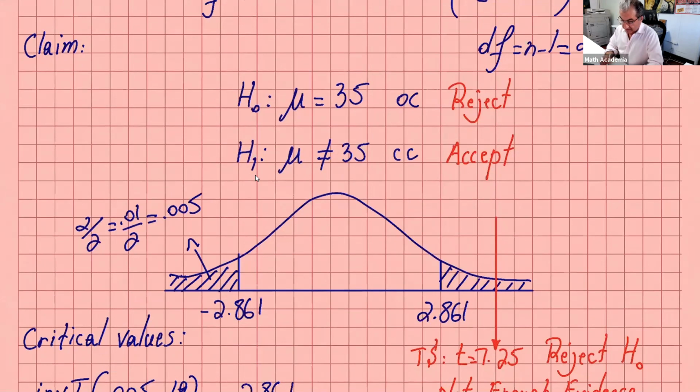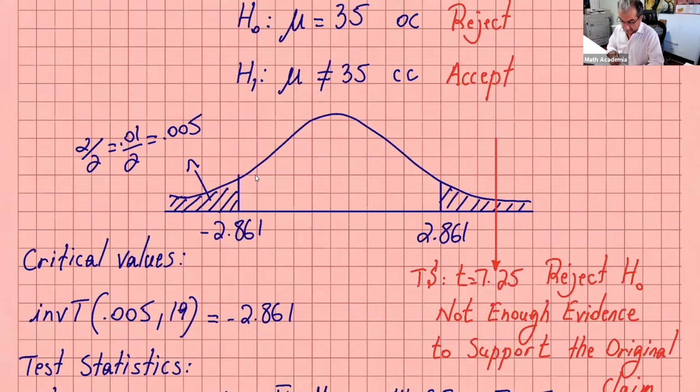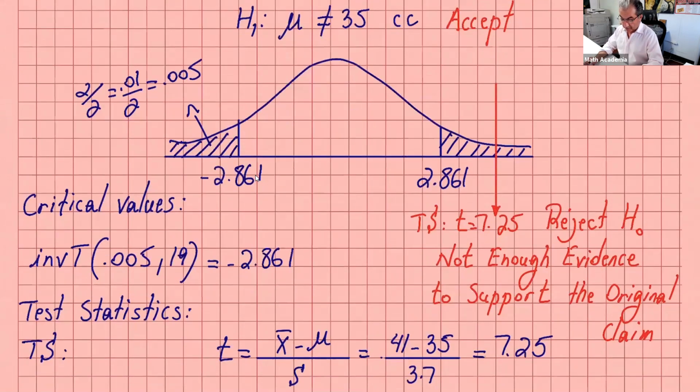Now the critical value: this is a two-tailed test. So we take 0.01, and we divide by 2, which is 0.005. So we're going to use inverse T one more time. So it's 0.005, degrees of freedom 19. If we do that, we get negative 2.81. And of course, this one is going to be positive 2.81.